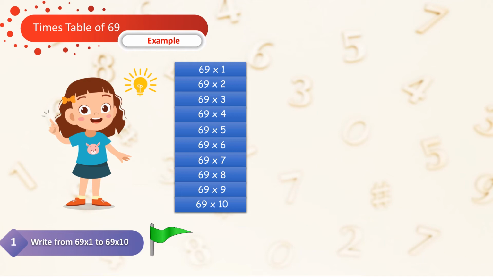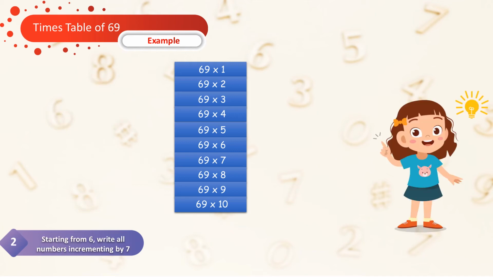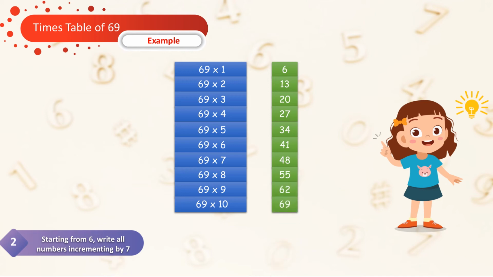Now in step 2, we start with the number 6 because 6 is the 10th digit in 69 and we keep incrementing it by 7 at every step because 7 is 6 plus 1. So start with 6, 6 plus 7, 13, 13 plus 7, 20, 20 plus 7, 27, 34, 41, 48, 55, 62 and 69.